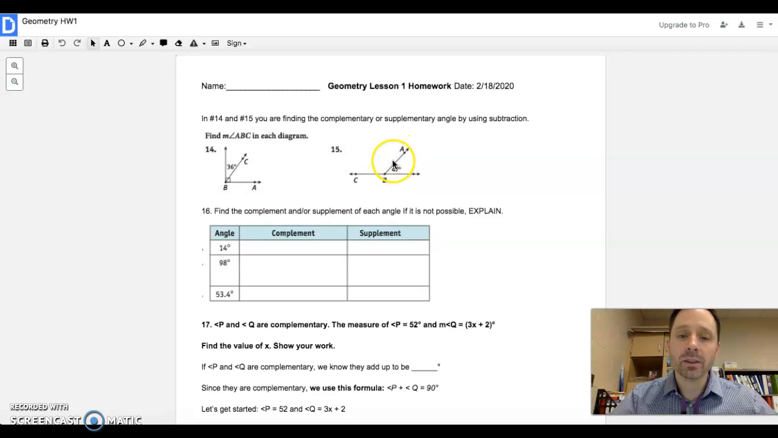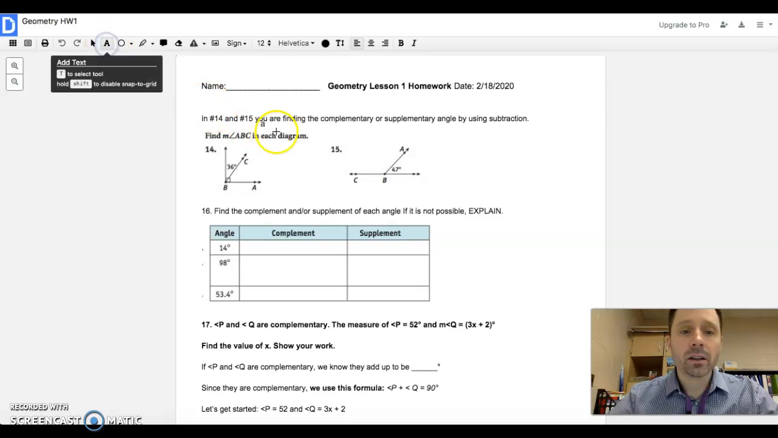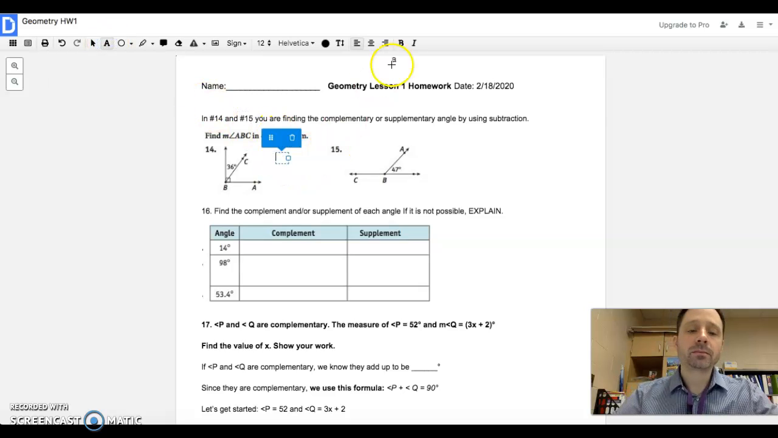You already know 47 of it. We need to find out what this piece here is. But let's start with number 14. So if this is 90 degrees, and we know that this little piece right here is 36, we need to know what is this piece here. So we'll take 90 and we'll subtract 36. And that will tell us that our answer will be 54 degrees.